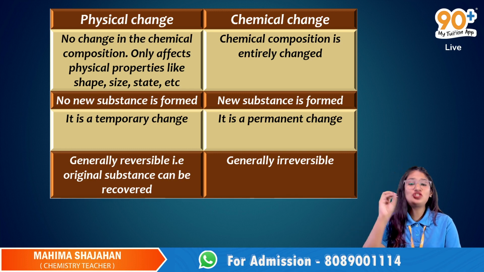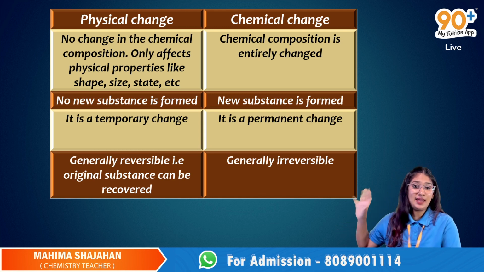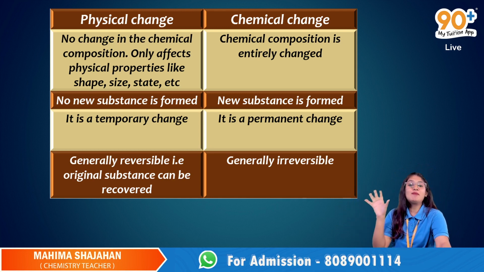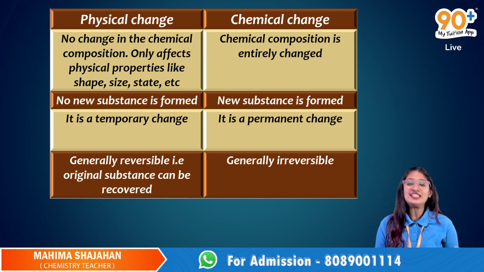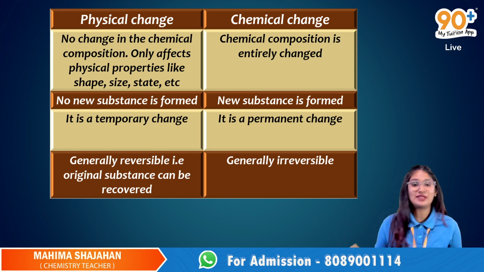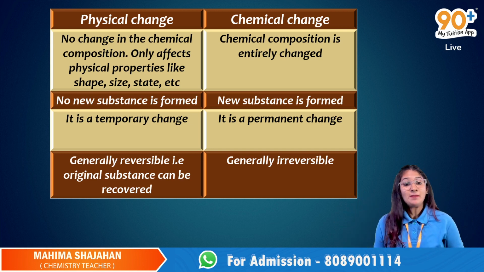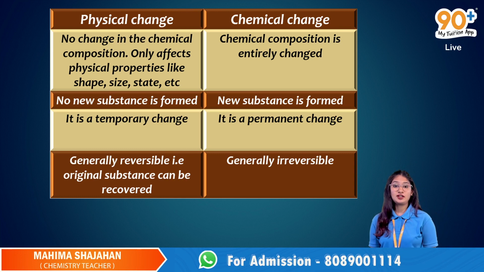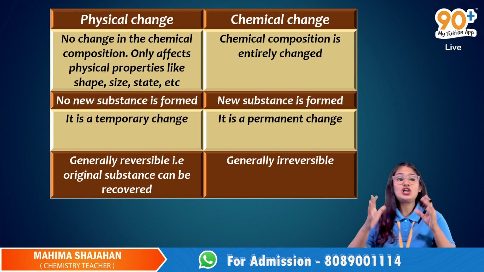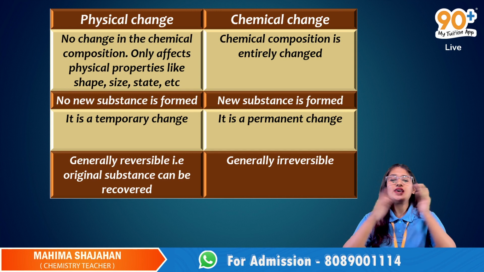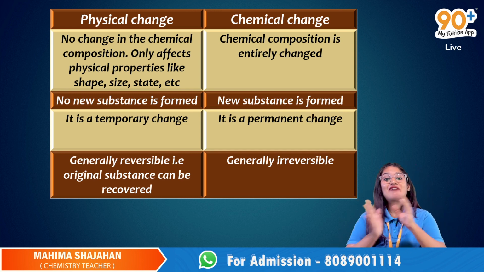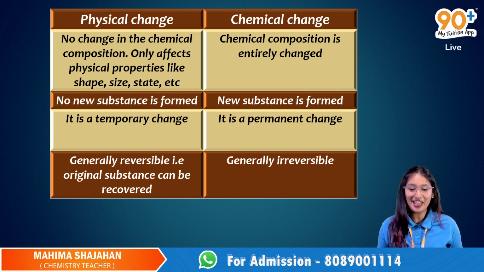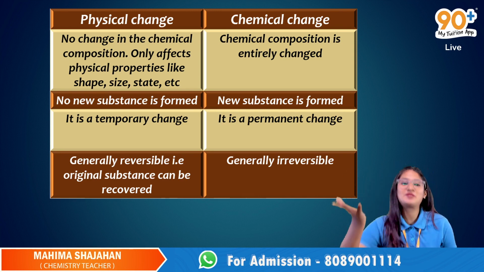So such changes in which the chemical composition remains the same and only physical properties like shape, size and state etc. change, we can call a physical change. But what is a chemical change? The chemical composition is entirely changed. That is, what we get after a chemical change is not what we had at first. A totally new substance is produced.